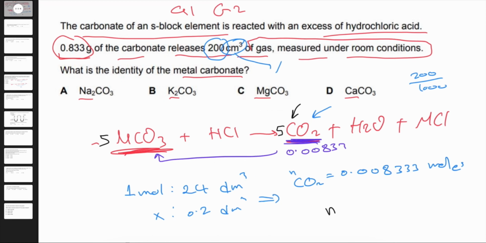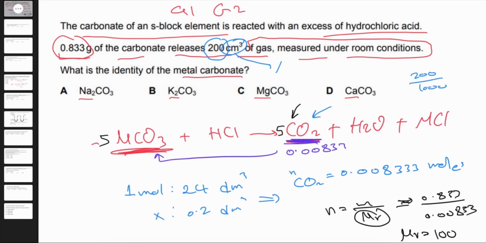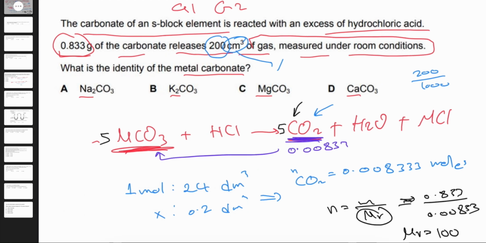All right. We can say that the moles are equal to mass over MR. And since our target is the MR, then we can divide the mass, which is 0.833, over 0.00833, and then the MR is 100. And now if you go to the periodic table, with some calculations on the MRs, we can conclude that the metal carbonate that has MR of 100 is CaCO3. And if you do it, it's 40.1 plus 12 plus 16 times 3, and then it will equal 100. And that's why your answer is D.